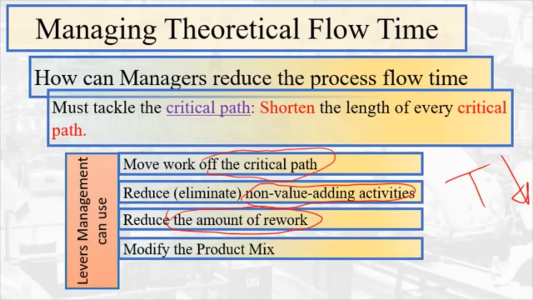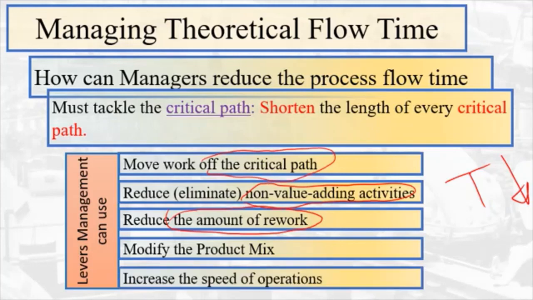Modify the product mix. Sometimes changing how the product is might reduce the time. Obviously, increasing the speed of operation is a very important point. Crashing resources, which we've seen in Comp 225, where when the activities take too long, we use overtime to reduce the time. That's an example of increasing the speed of operations.